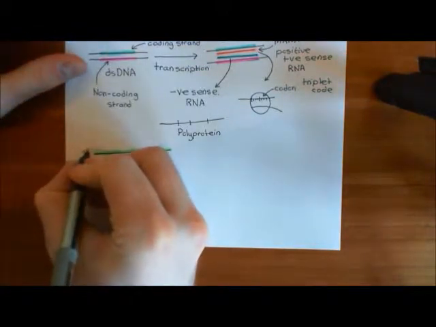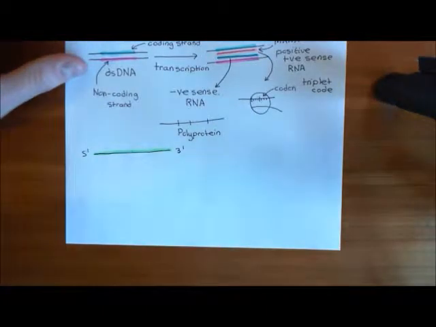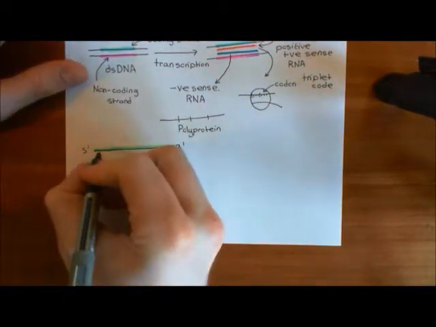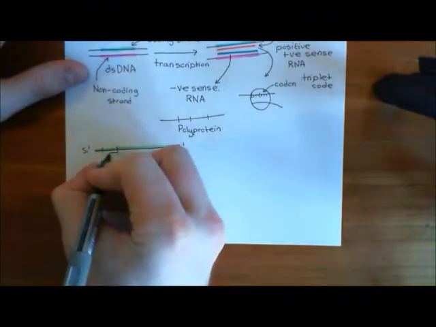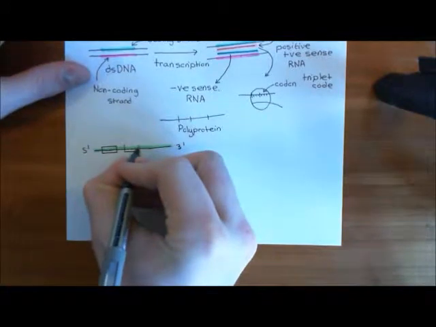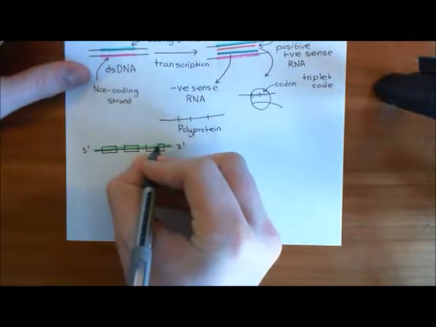And let's say this is the 5' end, and this is the 3' end. Now, what you might like to think of is that you have one gene here, let's say, and then a little bit downstream of that you might have another gene here, and then maybe a little bit downstream of that you might have another gene here.